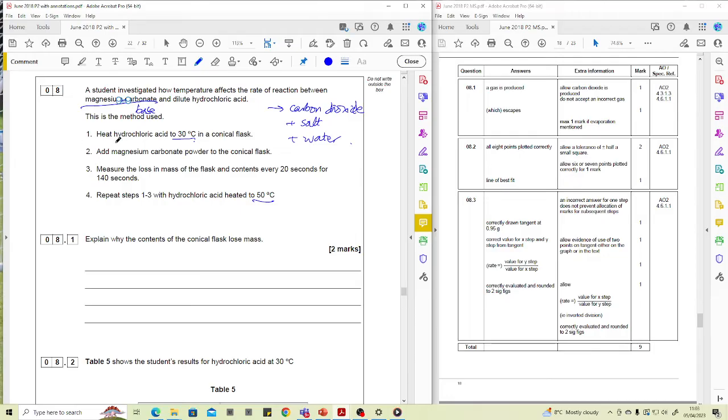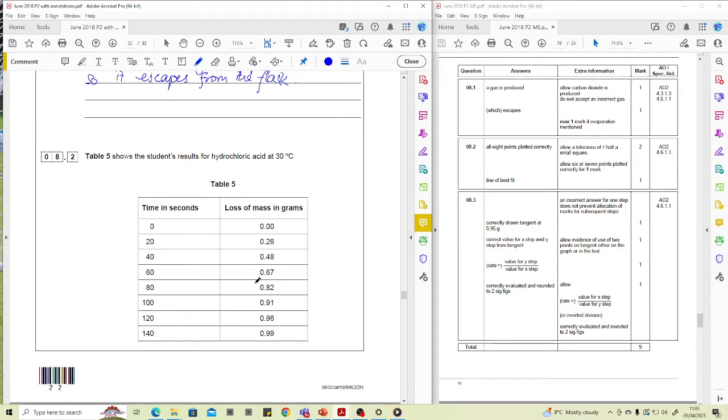Let's see what happens. Okay, so add magnesium carbonate powder. Measure the loss of mass in the flask every 20 seconds. So they're using mass loss instead of gas volume. That's very sensible, because if you're doing 2 different temperatures, then the gas volume would change. Okay, so explain why the contents of the conical flask lose mass. Carbon dioxide is produced, and say it's a gas. It escapes from the flask. That's quite a heavy gas, so it would make a big difference to the mass.